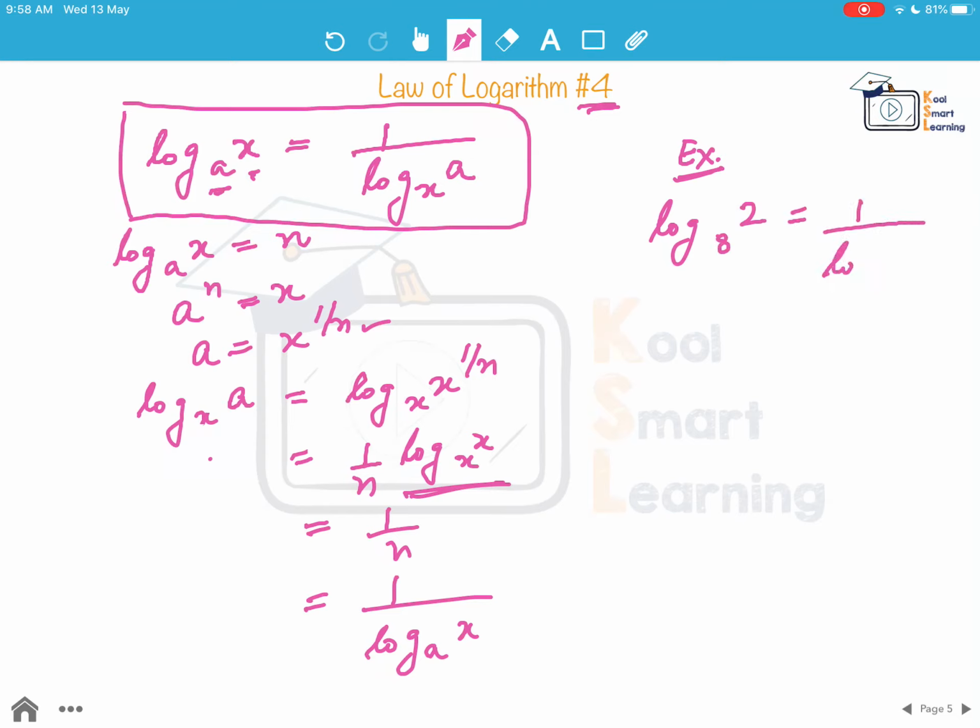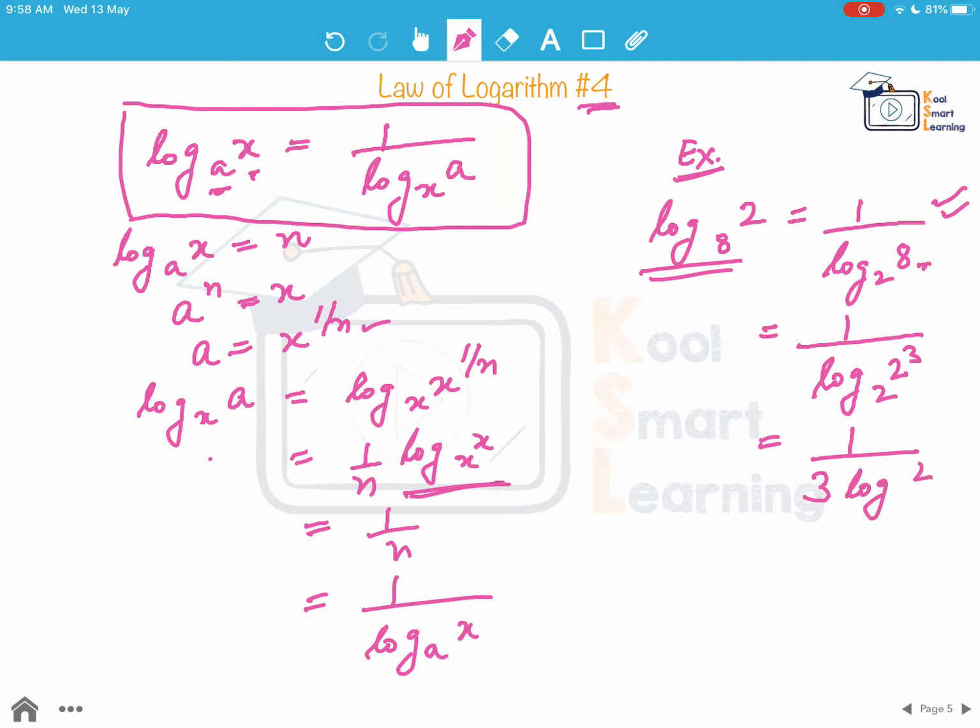We can write this as 1 by log of 8 to the base 2. This is a very typical, very beautiful example of how we are using multiple properties to solve a given problem. We have to evaluate this, and we are using the property that we just discussed, and we write it as 1 by log of 8 to the base 2, and now we're writing 8 as 2 cube, and now we're using the property that we discussed just prior to this, which is 3 into log of 2 to the base 2. And here we use the fact of logarithm which says log of 2 to the base 2 will be 1, so this will be equal to 1 by 3.